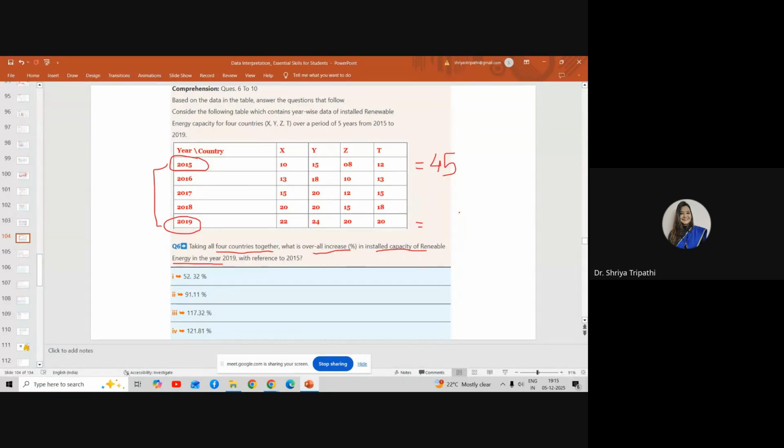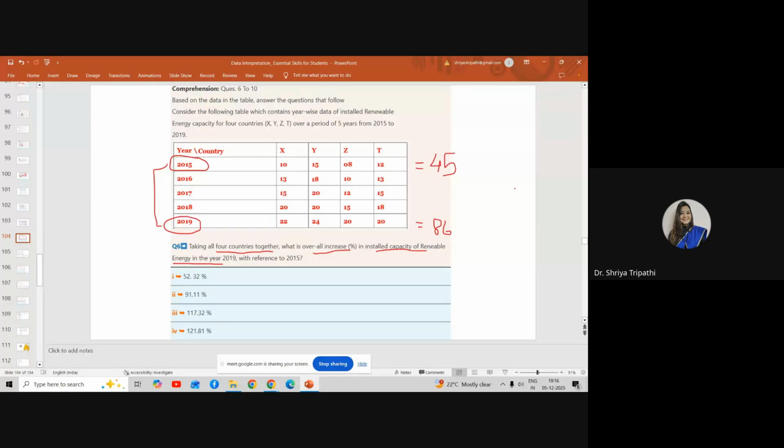2019, add. What is the sum which you're getting? 91.11%. 91.11. Ma'am, answer. What's the total for 2019? Others? 86. Okay. I am seeing the chat box. 86. Good. Same logic. Increase.